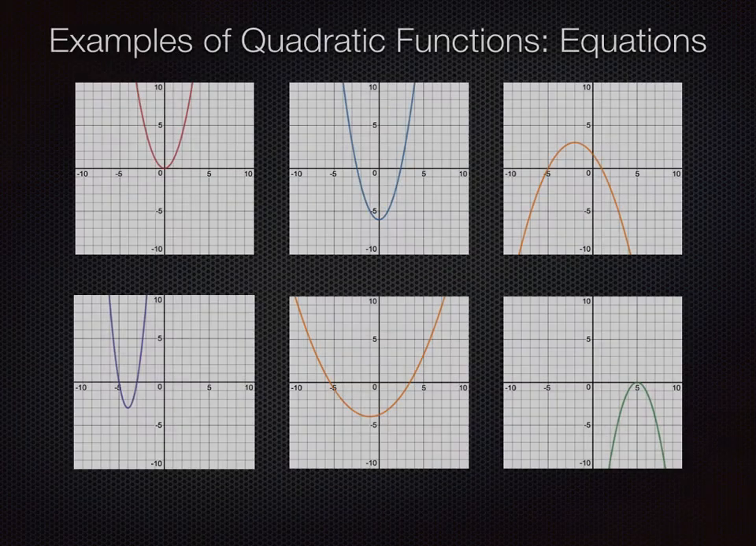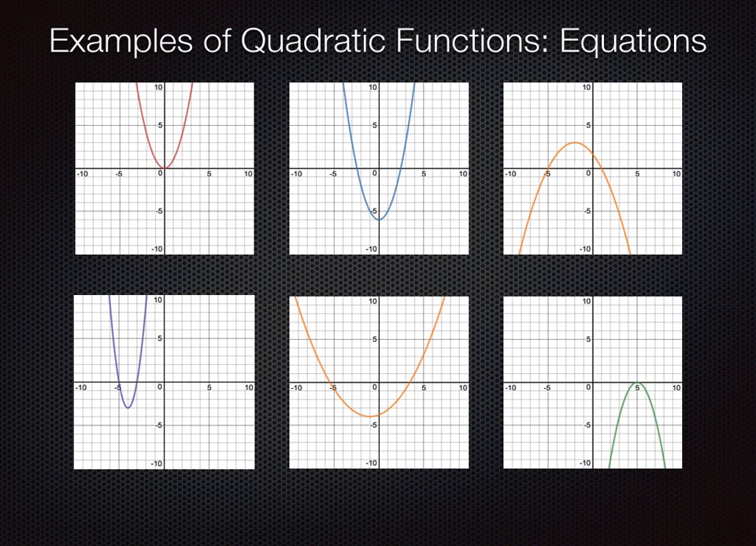Now let's take a closer look at the equations of quadratic functions. The top left is called the parent function. It's the most basic, it's the most general, it's the one we want you to recognize, y equals x squared. The next one is just shifted down 6, so it's y equals x squared minus 6. The next one, notice, opens down, so there'll be a negative sign out in front.